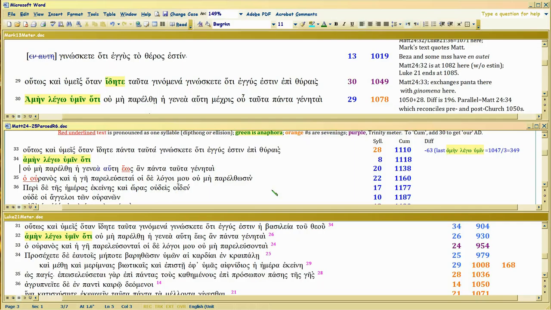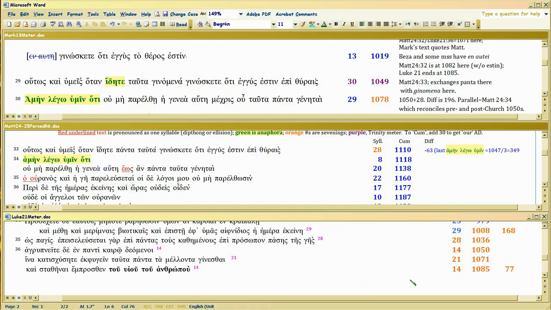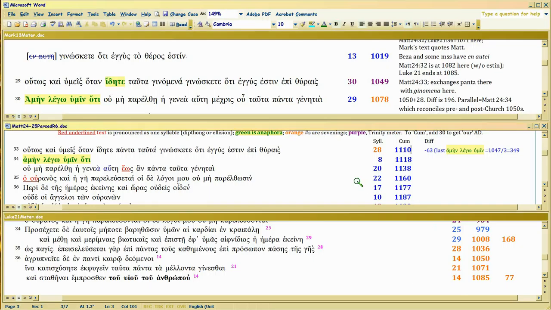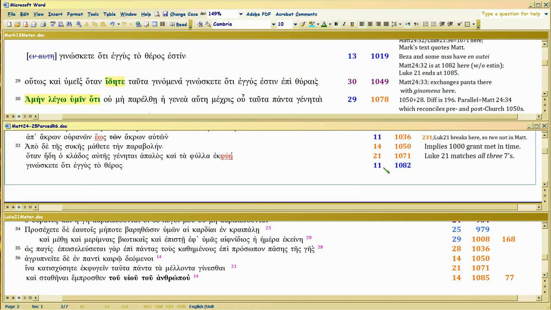Now watch this. Because I've been really obsessed about this. Because it bothers me that this is 11:10. It seems to me it's supposed to be 11:13. Because our boy Luke, down here at the bottom, has a total of 1085. And that same syllable count here is only 1082. And I'm like, what's wrong with the 3 years? How come there are 3 years missing? And there are variants in here, which would bring this total to 1085. So I'm trying to figure out, well, do I count the variants in Matthew or not?